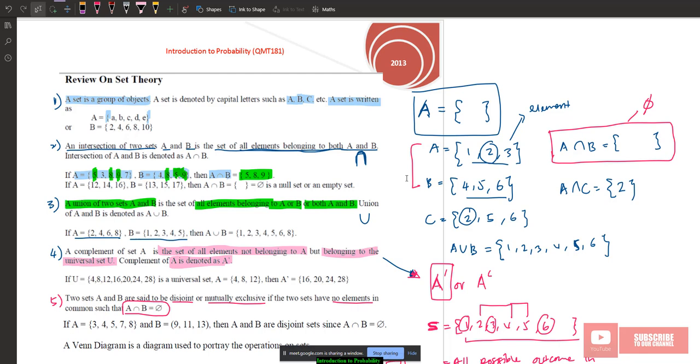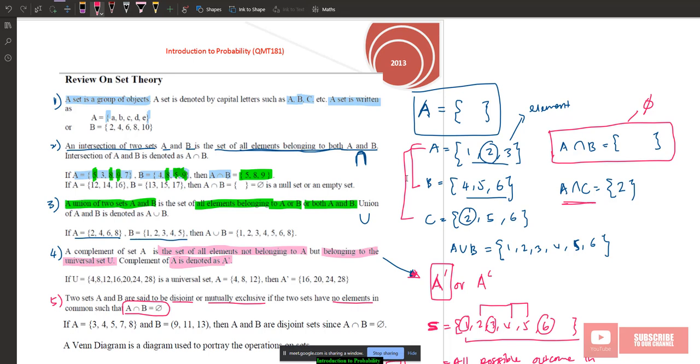Mutually exclusive sets. So if you look at A and C, the intersection of A and C is 2, right? So A and C are not mutually exclusive events because they have an intersection. So it's easy to remember: mutually exclusive events means there is no intersection between two sets.